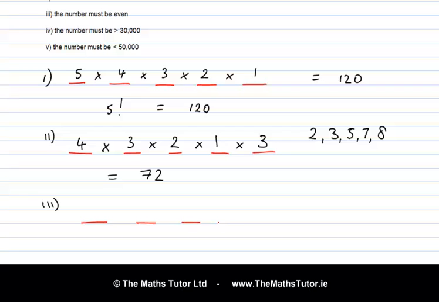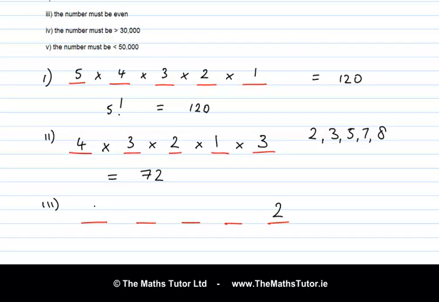Again, 5 slots. This time the number must be even, so that means that the final digit must be an even digit. So we'll deal with that first. We're choosing from 2, 3, 5, 7 and 8. We've only got 2 even digits there, 2 and 8. So we have 2 choices here.